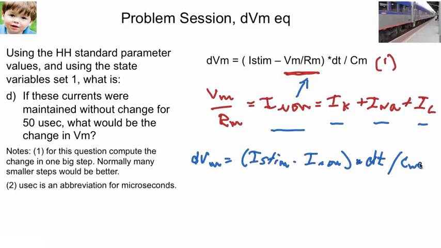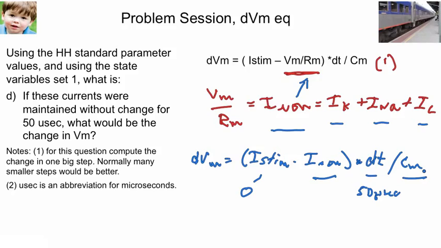If we look at this part by part, thinking now in terms of numbers, we have I stim, which is given as 0. We have I ion, which we just computed. We have dt, which is 50 microseconds. And we have Cm, which is 1 microfarad per centimeter squared. So we have all the number values that we need. It's now simply a matter of doing the computation.